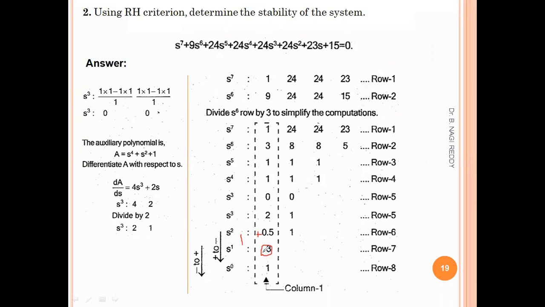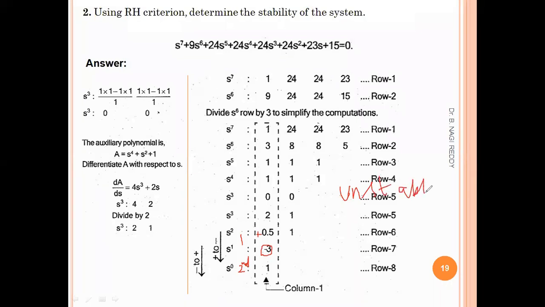And here also you can see, here it is negative, but here it is positive. So a negative to positive sign change is also there. Here, second sign change. So total 2 sign changes are there. So if we get a sign change, then definitely this system is an unstable system. Only he asked to determine the stability, so the system is unstable.